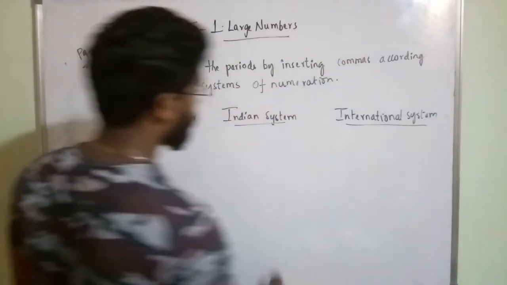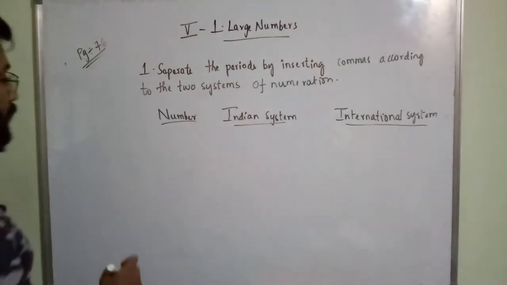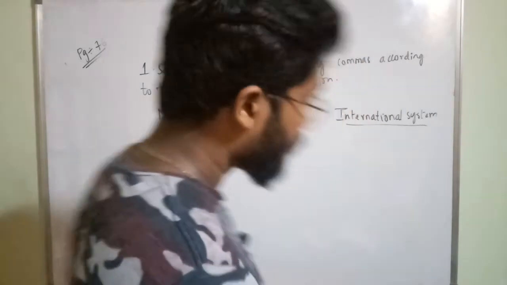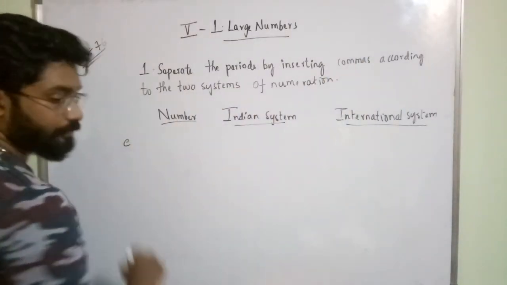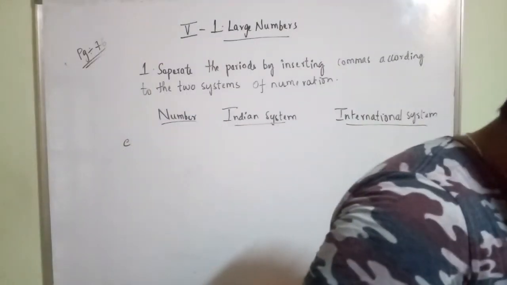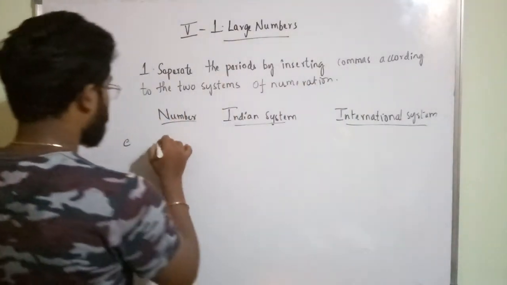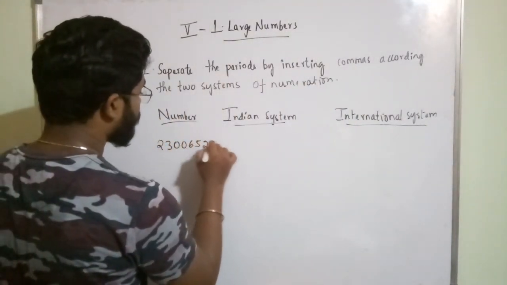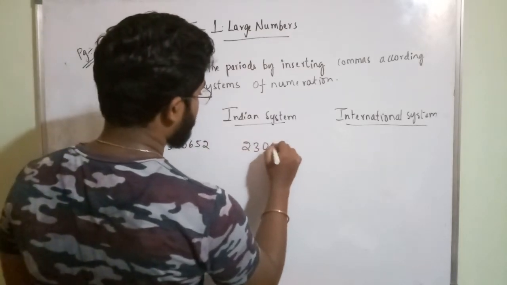So next one. Next one is what? E. E is how much? 2300652. So same number, 2300652.